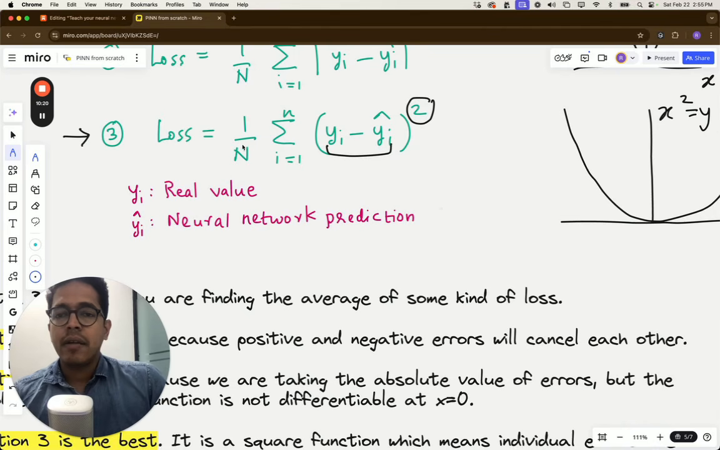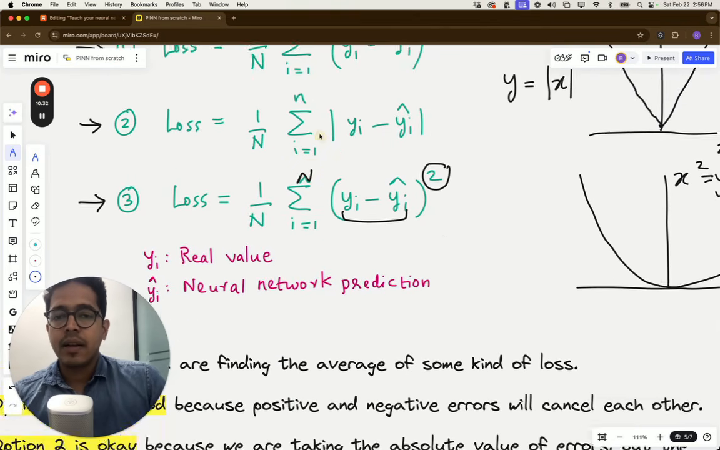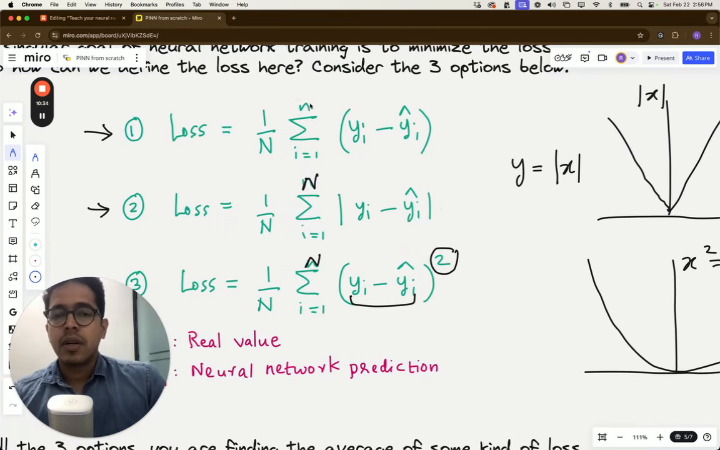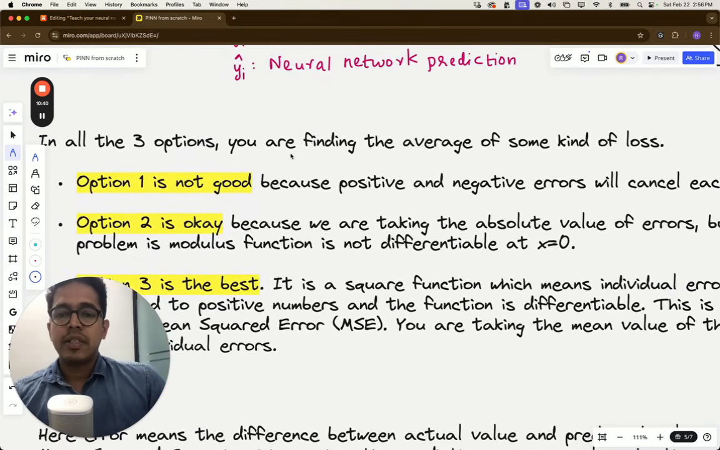Mean because you are summing up all these individual error terms, square of individual error terms, and you are dividing it by the number of data points, 1 by n. So this here, it should be ideally capital N, not small n, because here you're dividing by capital N, right? So this is the mean squared error, which is very famous.